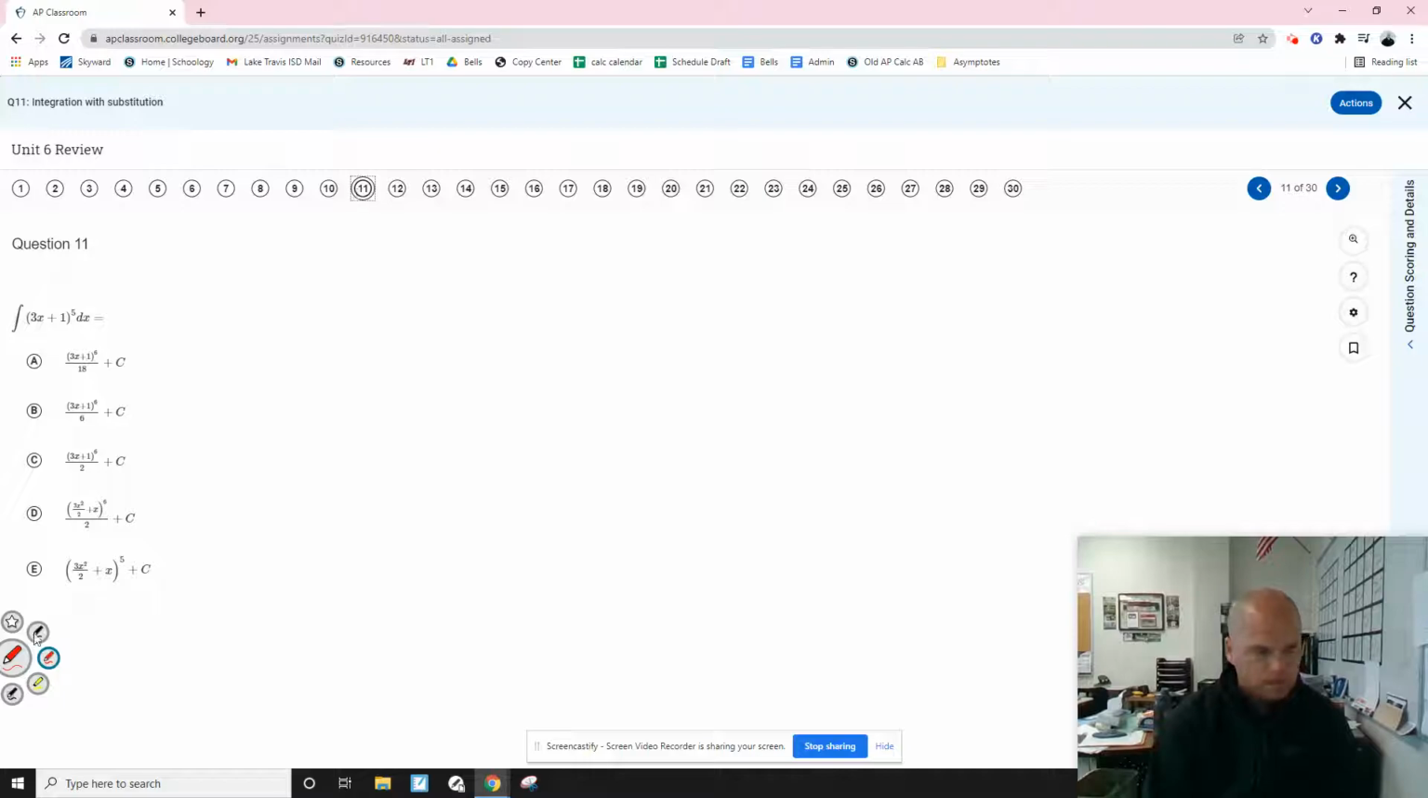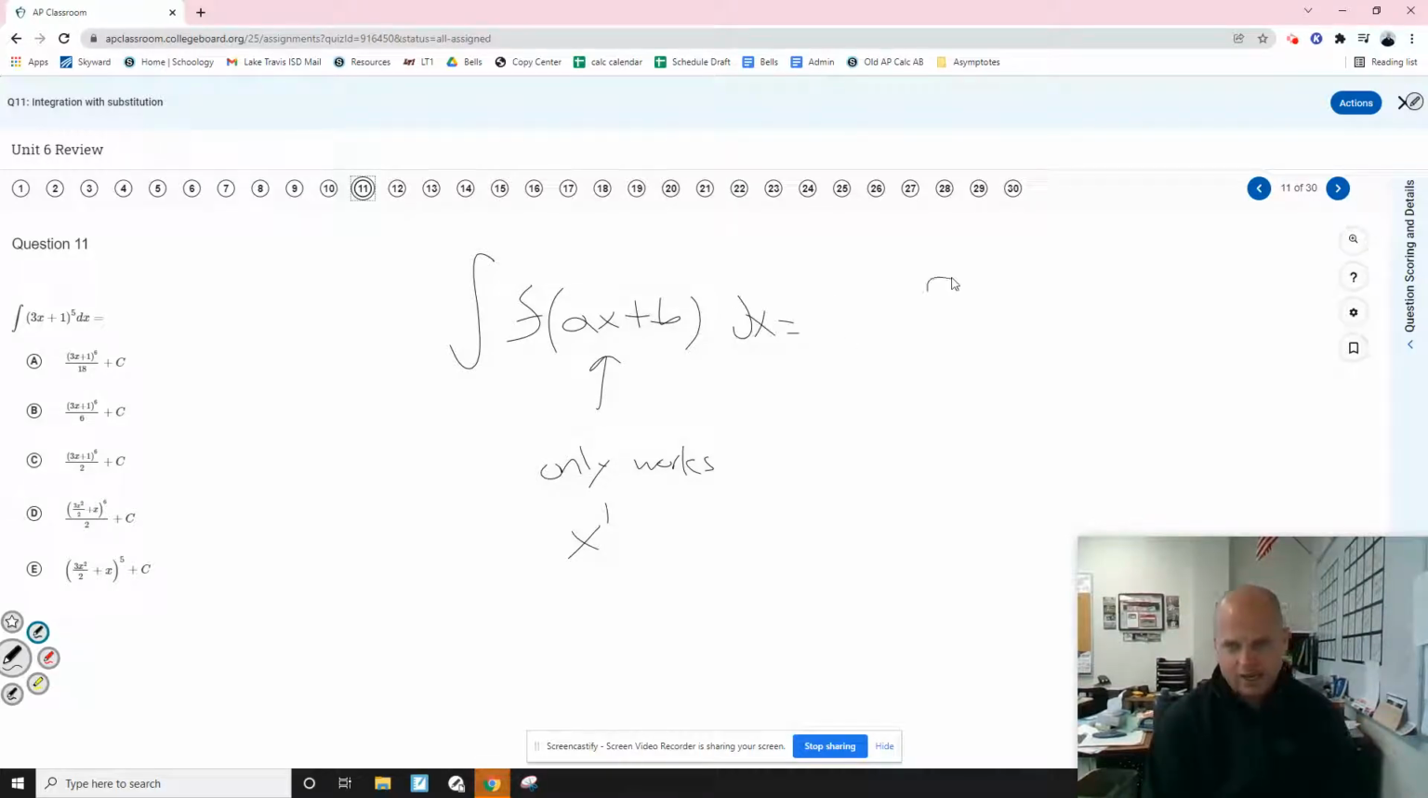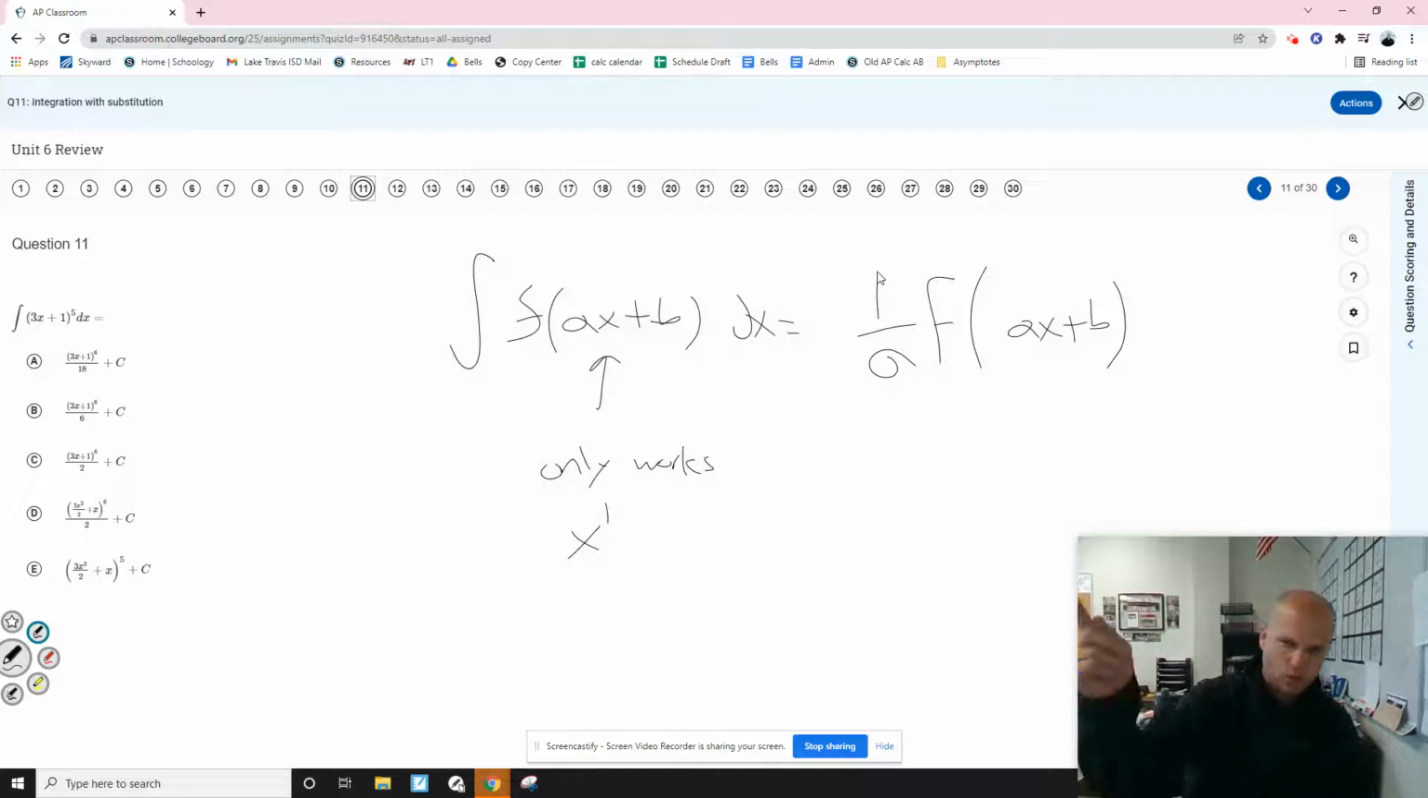This is a chain rule. And just to remind you of this chain rule, which only works for x to the first power in there. If it's x to any other power, don't use this. Look to simplify. What we do is take the antiderivative of the outside, leave the inside alone, then undo the derivative of the inside by having a 1 over a.